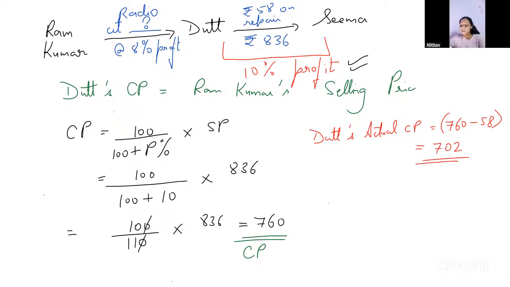What if the question tells you to calculate Ramkumar's cost price? Right now I calculated at what price Ramkumar sold it. If the question asks, tell us at what price Ramkumar purchased it. Say this was Mr. X, before Ramkumar, from whom Ramkumar purchased. If the question says, find out at what price Ramkumar purchased, which is Ramkumar's cost price, how will you calculate?